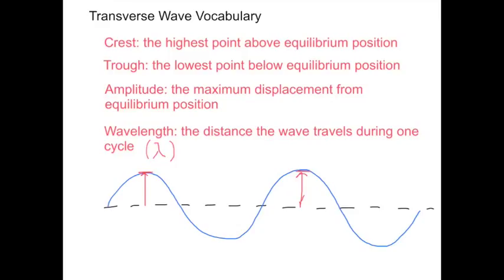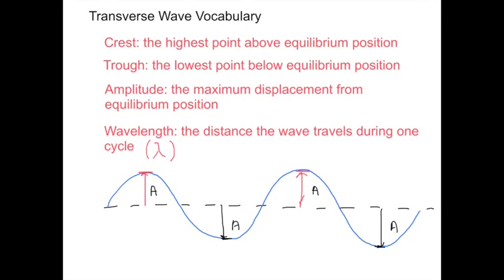The second vocabulary term is the trough. This is the lowest point below a wave's equilibrium position. So troughs occur over here and down here. The amplitude, as I defined previously when we were discussing springs and those waves, is the maximum displacement from equilibrium position. So both crests and troughs form the amplitude, but this is just expressed as the distance away from equilibrium, which is the same in all of these cases.